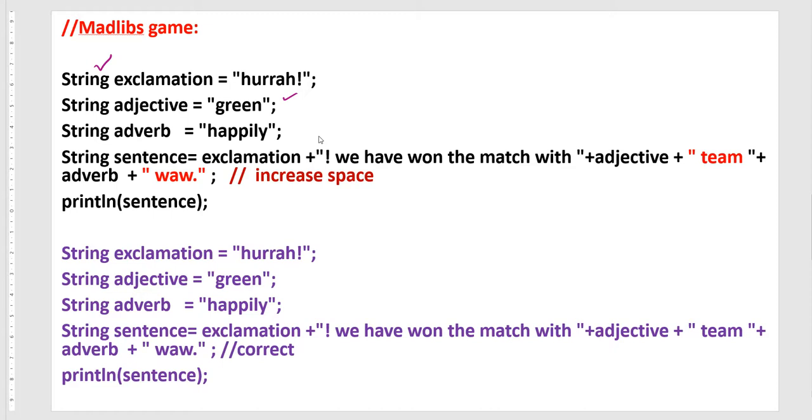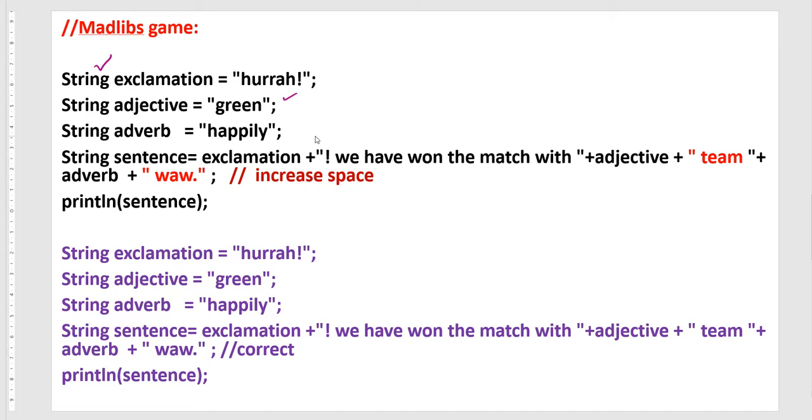So the final string sentence is the final, which is equal to exclamation, meaning it will start from hurrah. You do not write down hurrah, right? When in future you change this word, automatically this will change. So just write down the name of the variable, exclamation plus quotation and then an exclamation mark. We have won the match with, this is the part of the sentence which I have written here, and I have to concatenate, I have to join with adjective. So see, quotation plus adjective, here automatically the word green will come, plus team plus adverb, here happily will come, and plus wow.